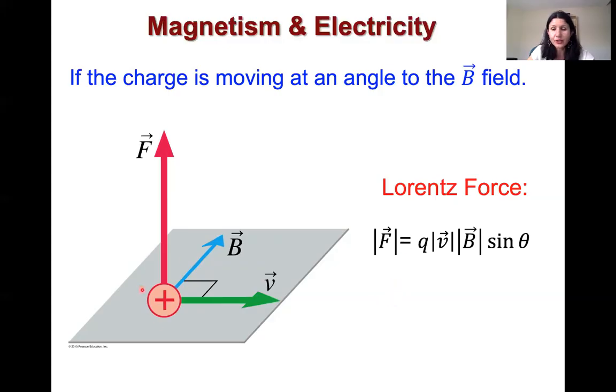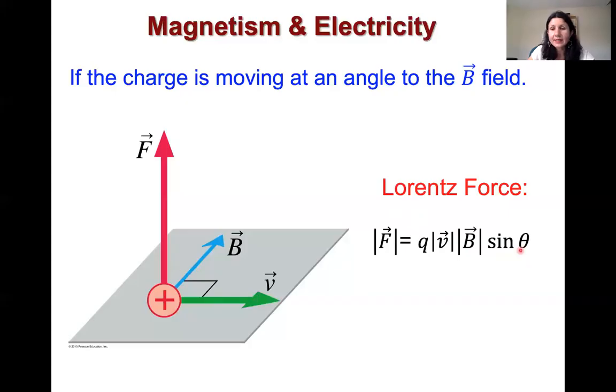Well, it depends on the actual charge, Q. Actually, it should be absolute value here because this is just magnitude. So the whole thing should be in absolute values. It's just telling us how big is the force. It depends on the speed. So the faster your charge is moving, the bigger will be the force. It depends also on the strength of the magnetic field. The stronger that magnetic field, the stronger the force. And it also depends on that angle. So this theta is the angle between B and V.